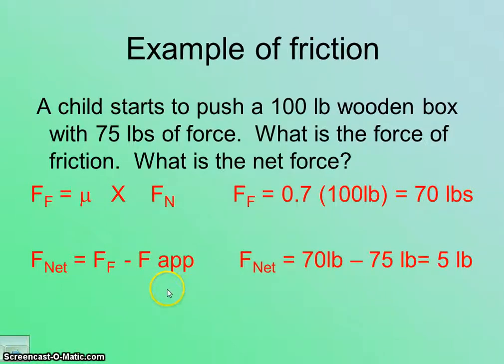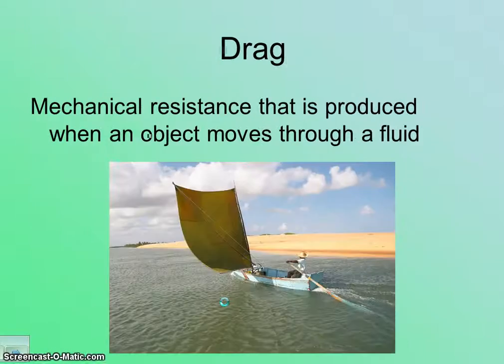So if you were to take your force of friction and subtract it from your applied force, you're going to be left with 5 pounds of force. So it means it's moving. If they were equal, they wouldn't be moving. If your resistance was greater than your applied force, it wouldn't be moving either.